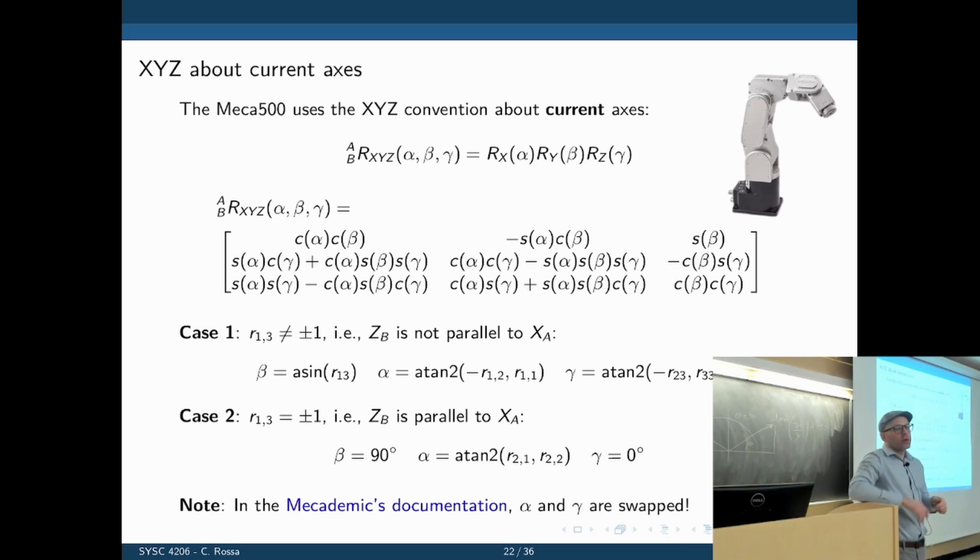So that's not all. Another difference compared to the literature is that they decided to swap alpha and gamma. When we talk about alpha, we are talking about rotation about Z, and gamma is rotation about X. In the Macadamic manual, those are swapped. But I'm not going to restrict the theory based on what the manufacturer decided to do. We'll stick with the more general, more conventional guidelines.